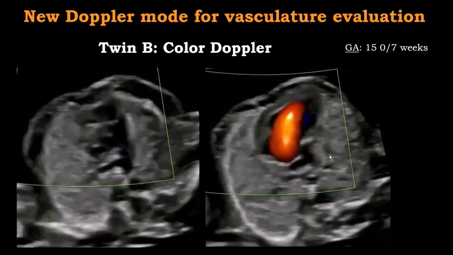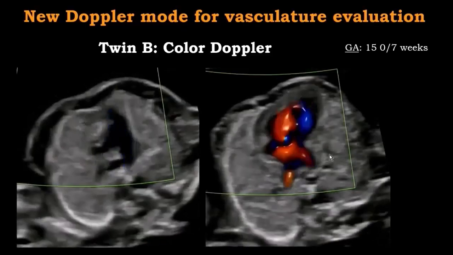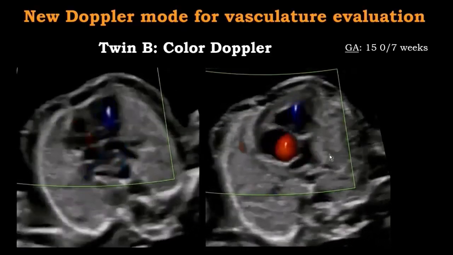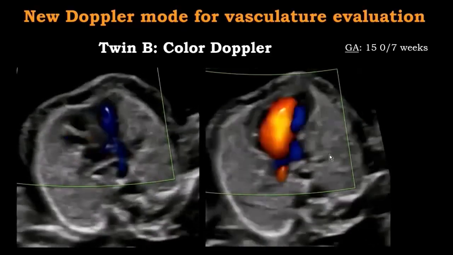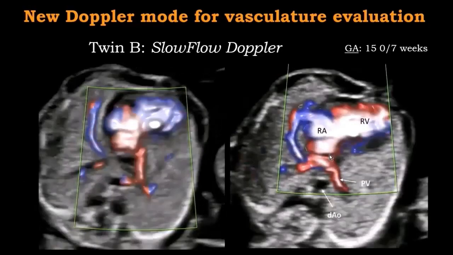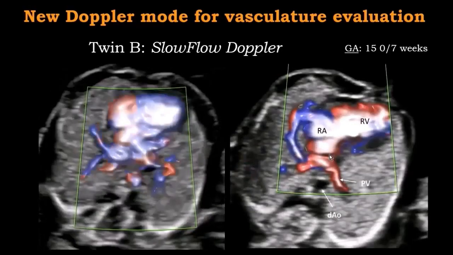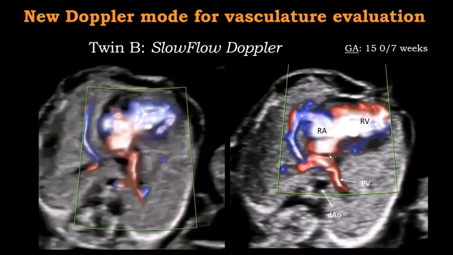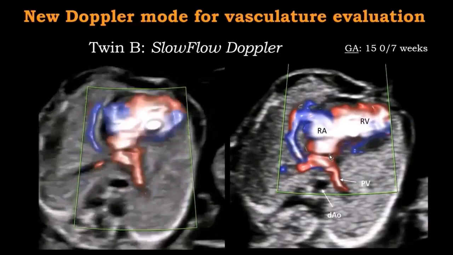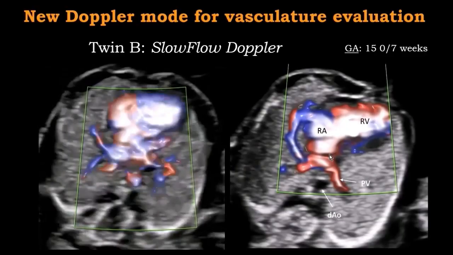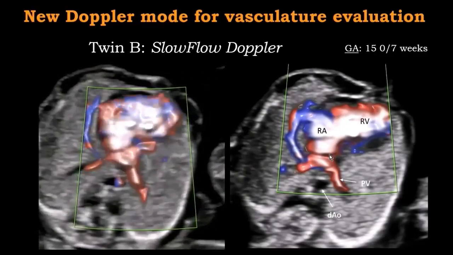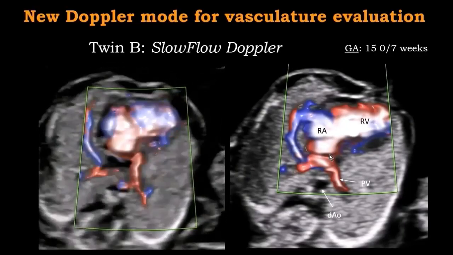So the changes persisted, and the diagnosis of hypoplastic left heart syndrome, with mitral and aortic atresia, was made. But I would like to show here what slow flow can bring to diagnostic abilities, even on a different level.